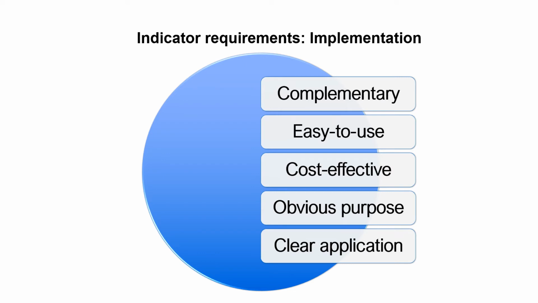Indicators should be complementary rather than duplicate work that is already done. This ensures that the information gathered adds to the body of knowledge rather than duplicating it. Indicators should be easy to use and easy to understand. If the purpose of an indicator is not clear, end users may not understand what the indicator should be used for. In order for an indicator to be implemented, clear guidelines must be available to the end user on what it is measuring, what the purpose of its use is, and how it should be applied.